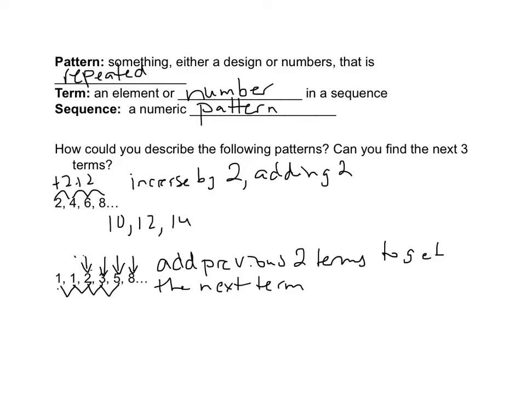So if we're looking for our next three terms, first one we'd have to take 5 plus 8, which would be 13. And then it's going to be 13 plus 8, because we add the previous two, which would be 21. And then 21 plus 13 would be 34.